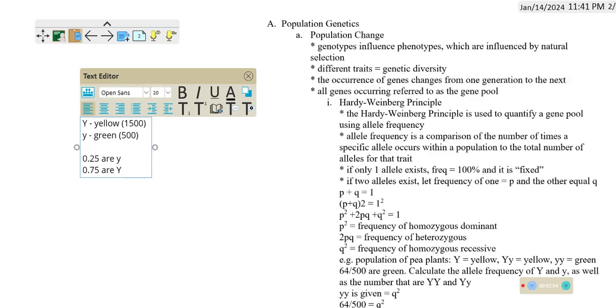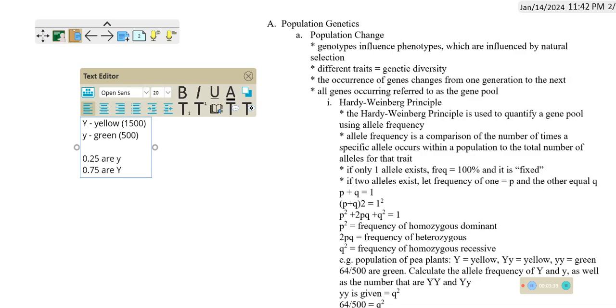Now, this does not actually tell us how many yellow or green pea plants we have. We do have a maximum, I suppose, number of yellow pea plants. The maximum we could have would be, out of a total of 1,000 pea plants, with 2,000 total alleles, if they're all homozygous, that would mean that we've got 750 yellow and 250 green.